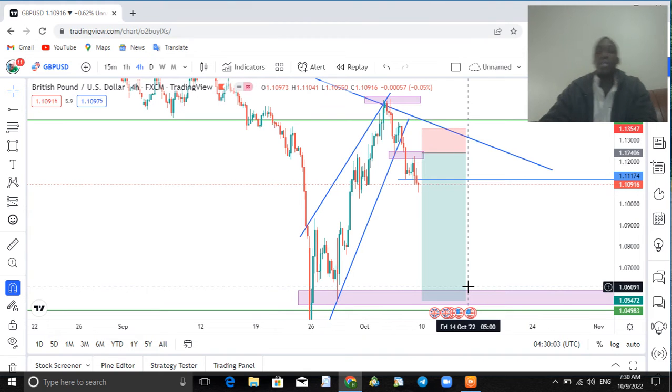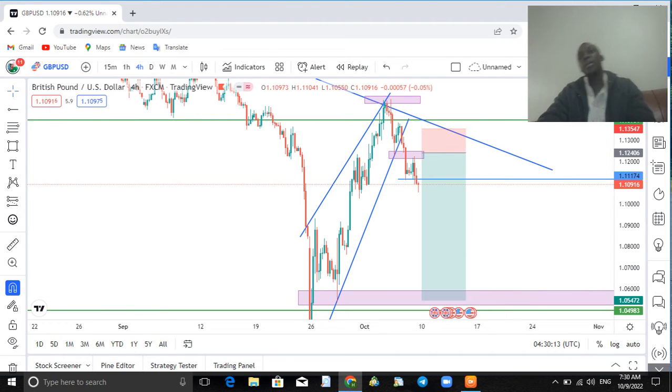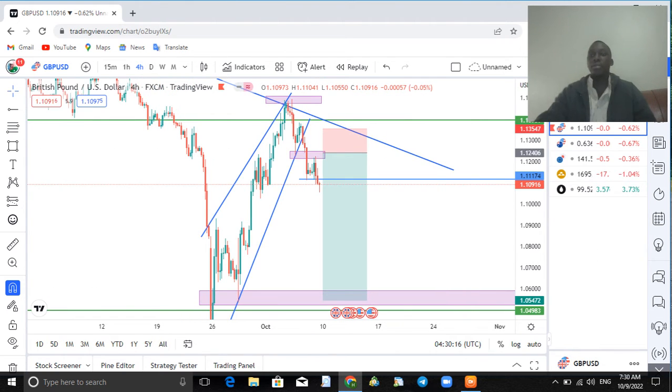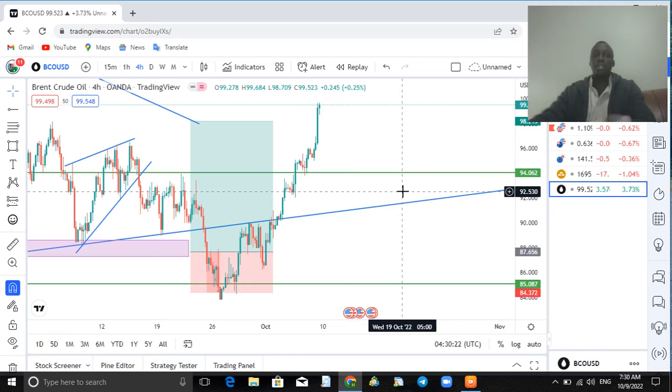Now at this level, I think we shall be waiting with our pending positions, which will be our buy stops, to buy it and we take it back to the upside. Now I'm going to go on my last pair, which is Brent. Brent is my last pair I'm going to analyze. Brent or oil, it is the same.